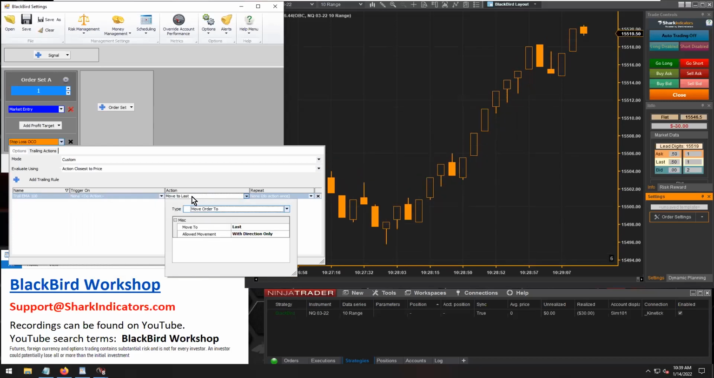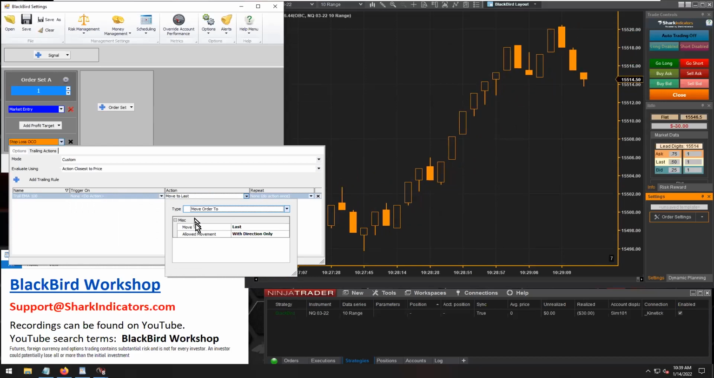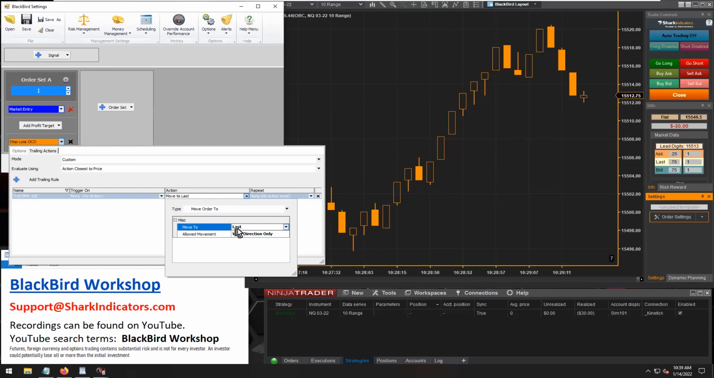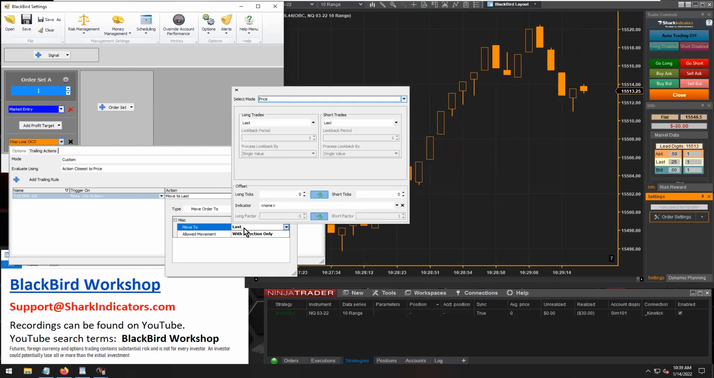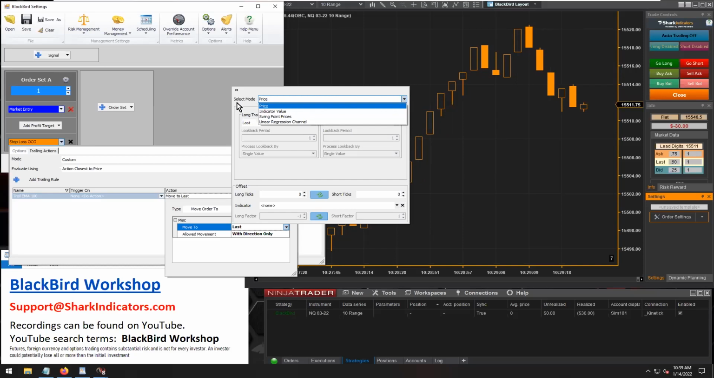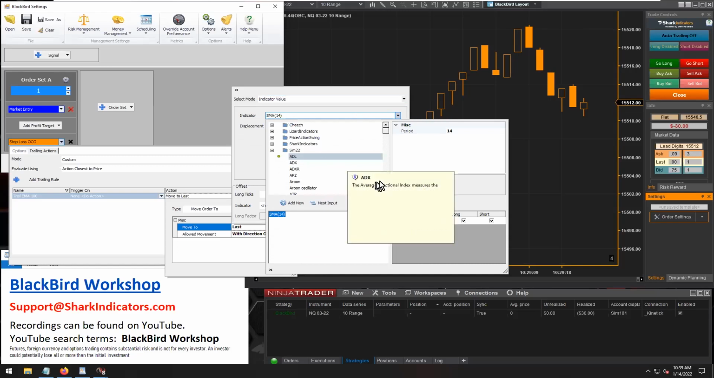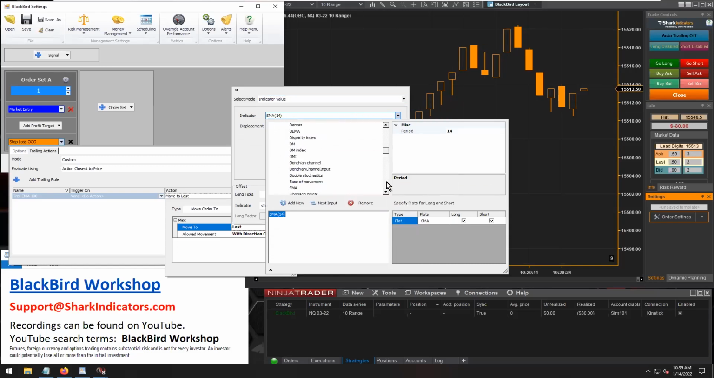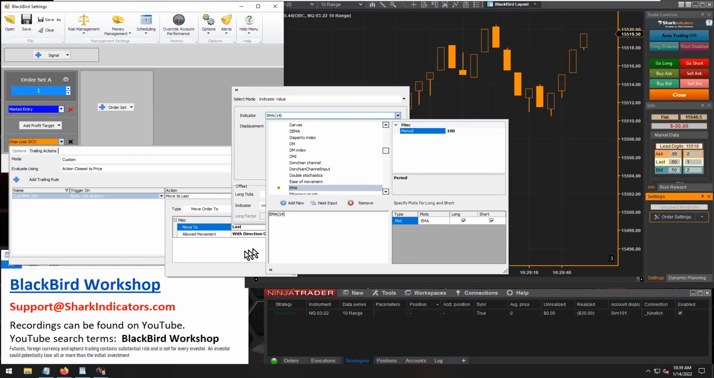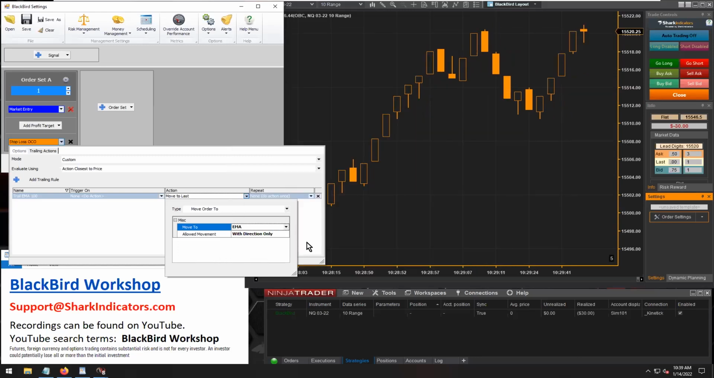But we do need to go into the action and set it up to keep moving our stop loss to the EMA. So again, we're going to set our mode to indicator value, go in here and set up the EMA once again. There's our EMA, and put in a 100 period. There we go.